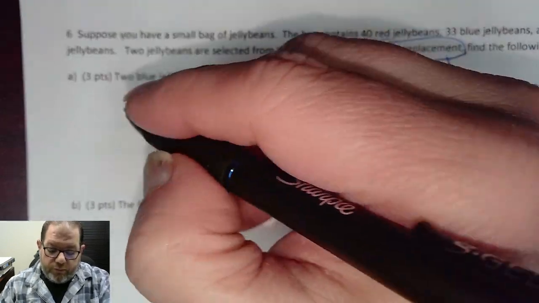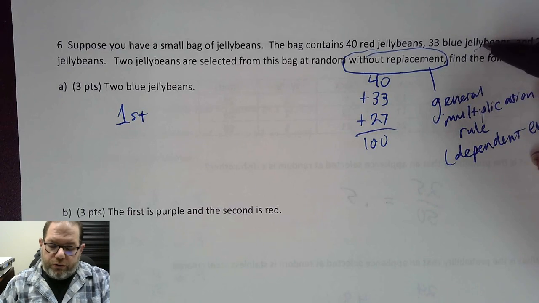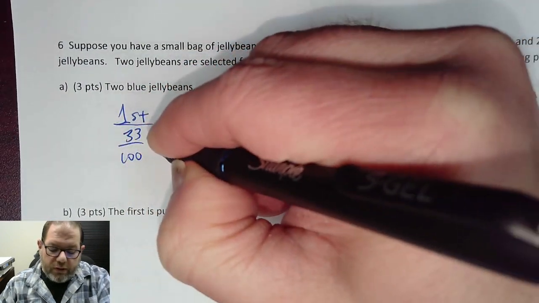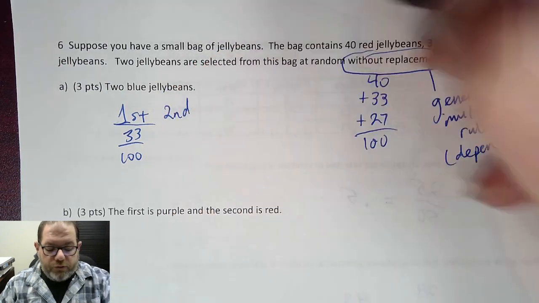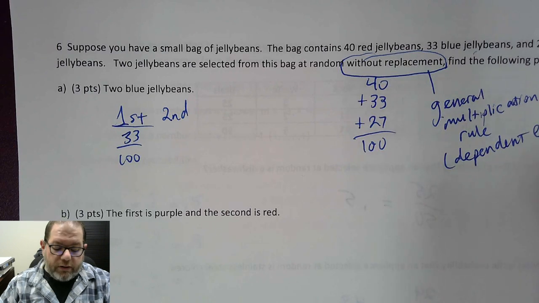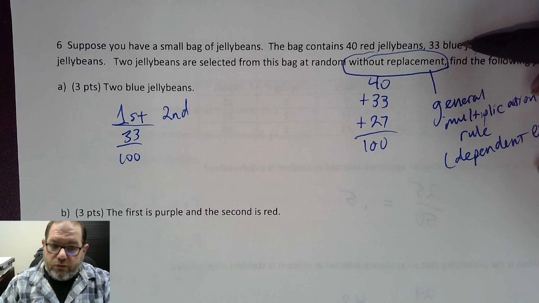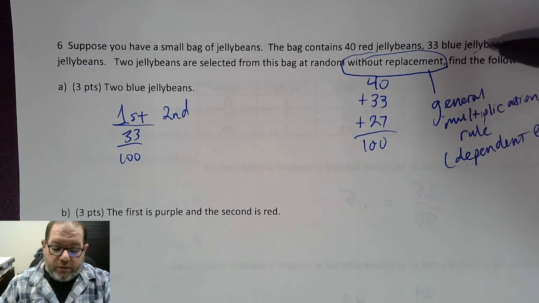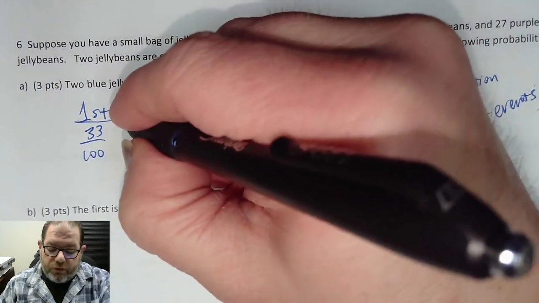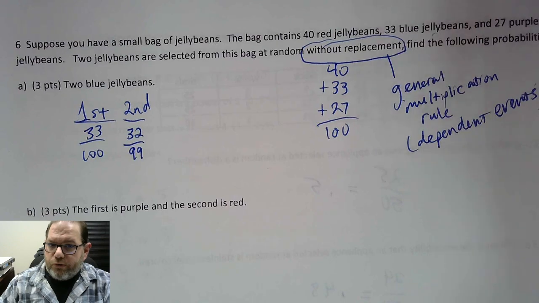So if we look at 2 blue jelly beans, for our first blue jelly bean, we know there's 33 in this bag out of 100. But now, if we've removed that blue jelly bean and haven't put it back into the bag, so without replacement, how many blue jelly beans do we have now? Well, there's 32 left because we took one away. And also, there's no longer 100 jelly beans. There's 99. So 32 of the remaining 99 are still blue jelly beans.